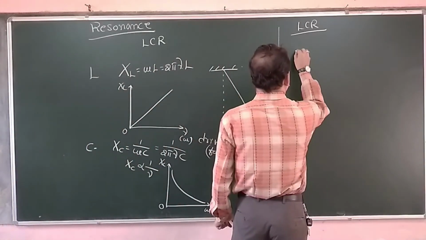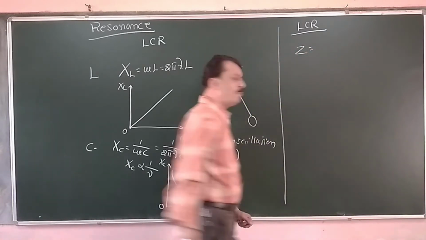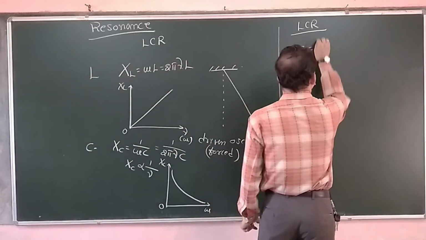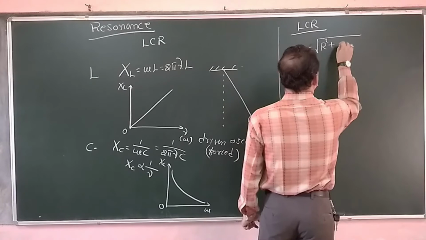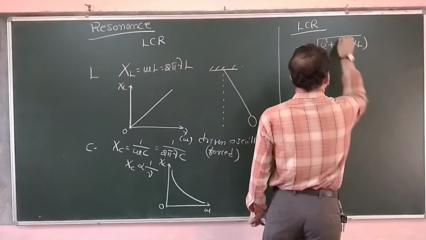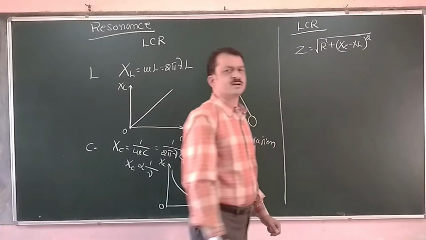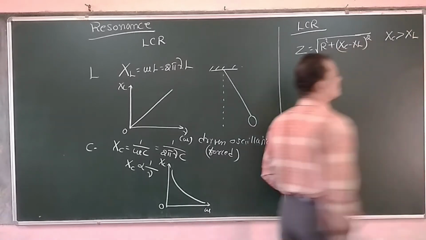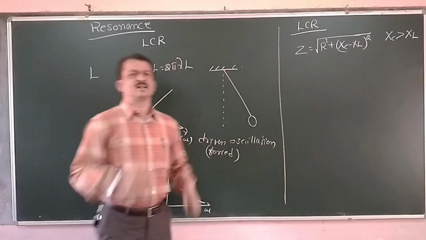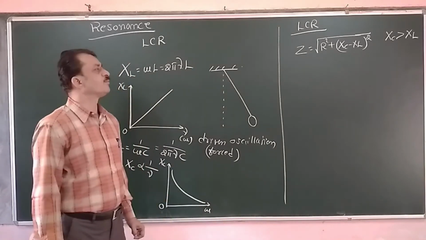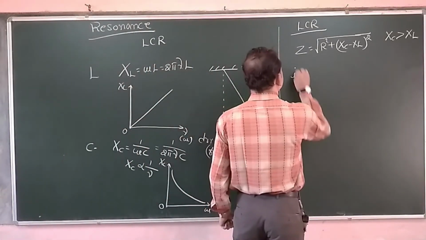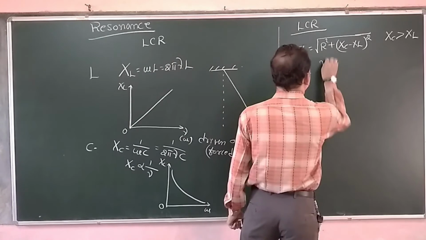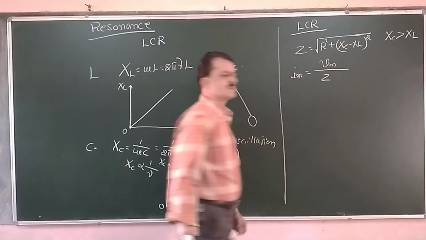Now we have an expression for impedance in an LCR circuit: the impedance Z is equal to the square root of R square plus (Xc minus XL) whole square, which we have studied. This equation is obtained by considering Xc greater than XL, that is, capacitive reactance greater than inductive reactance. We have also obtained the expression for current amplitude: Im is equal to Vm by Z.